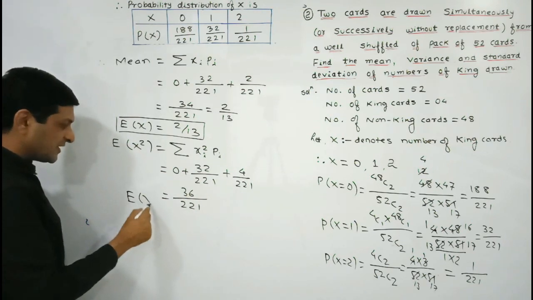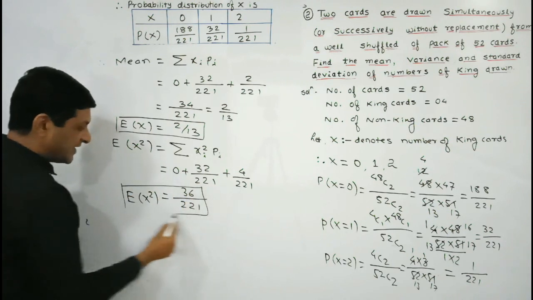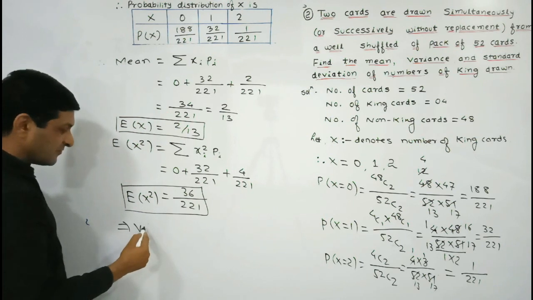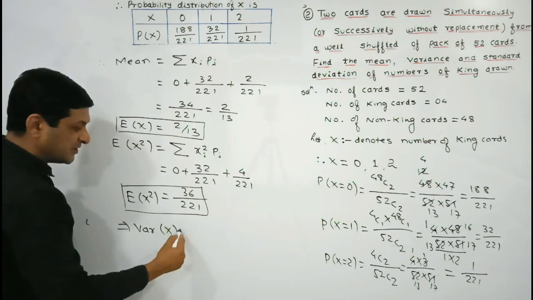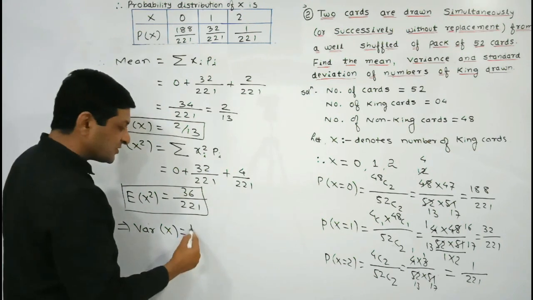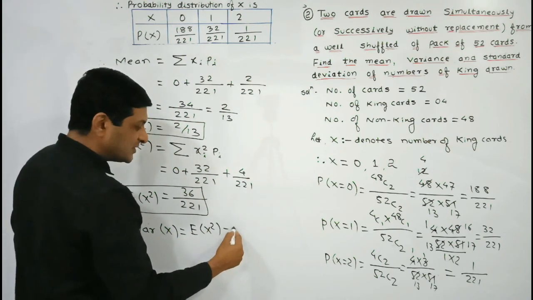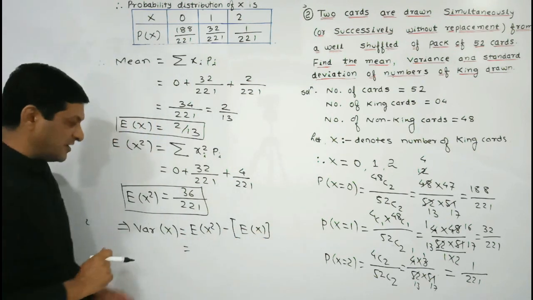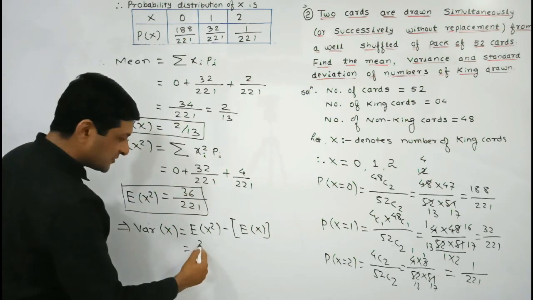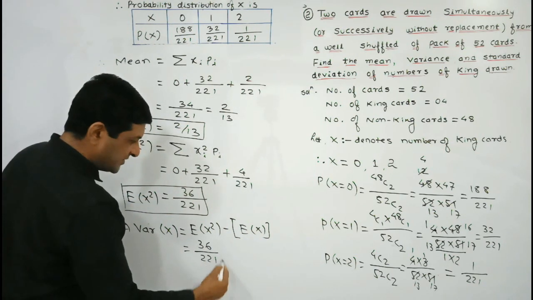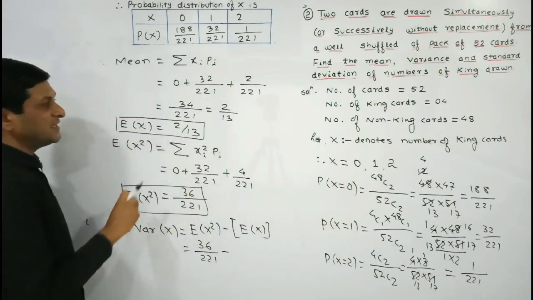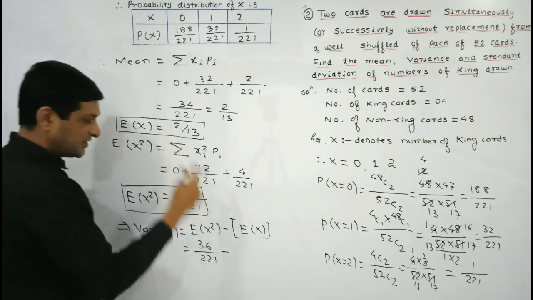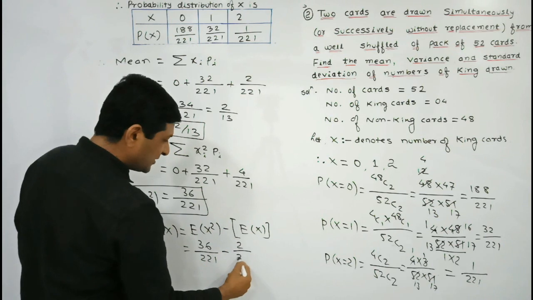Now value of E of x square is also known to us. Now we are finding our second required value, variance. So this implies that variance of x will be equal to, what is the formula to find out variance? E of x square minus square of E of x. Square of what? E of x. Just substitute the value. What is the value of E of x square? 36 divided by 221 minus E of x की वैल्यू कितनी है? E of x की वैल्यू 2 divided by 13.